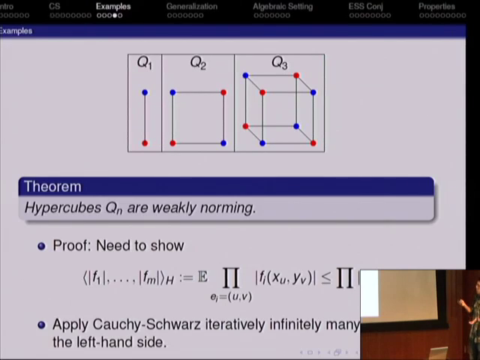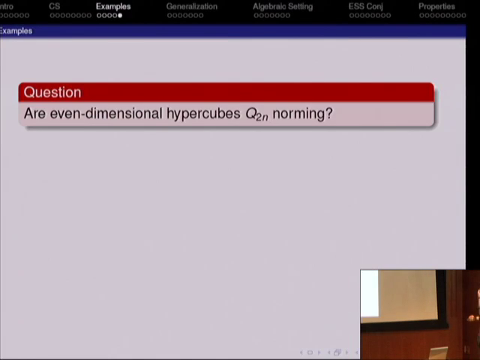It's just a bit involved to keep track of what's happening when you apply these Cauchy-Schwarzes and exploit all the symmetries of these hypercubes. Okay, so hypercubes are weakly norming, and a question that I don't know the answer to is whether even dimensional hypercubes are norming. So odd dimensional ones cannot be norming because they can be zero, and I know when something is a semi-norm but not a norm. But even ones, I don't know the answer.